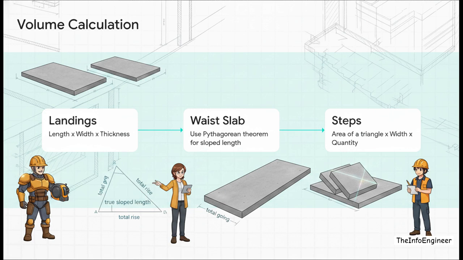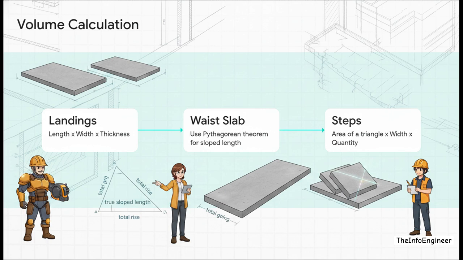Now this is the tricky part because it slopes. You cannot just use the horizontal length on the plan. You've got to use the Pythagorean theorem, where the total going is your base and the total rise is your height, to calculate the true sloped length of that waste slab. Then, simply multiply that by the width and the thickness.